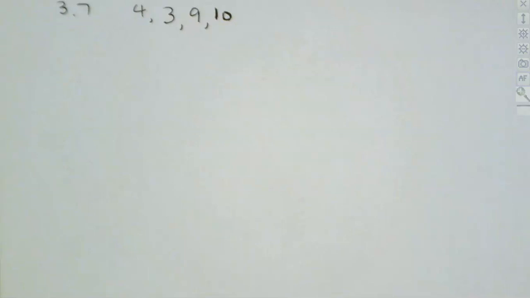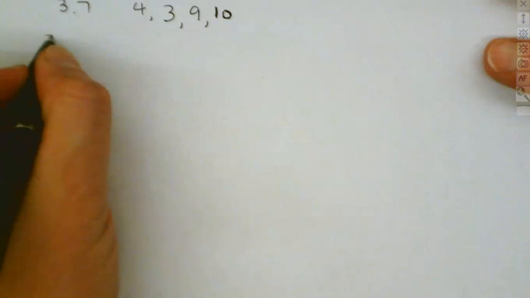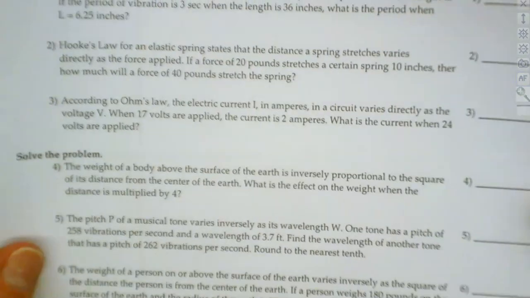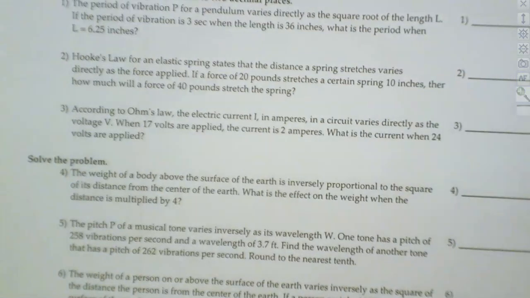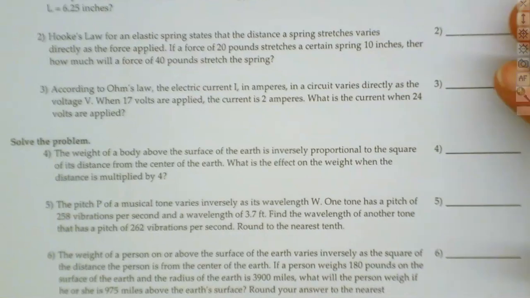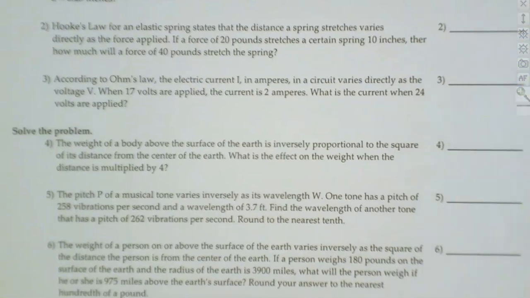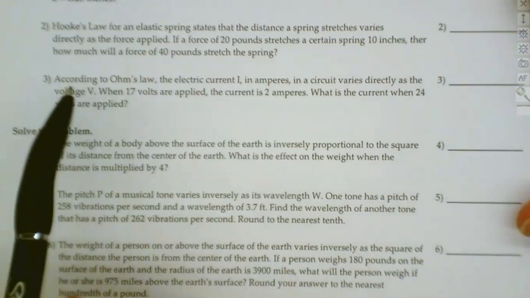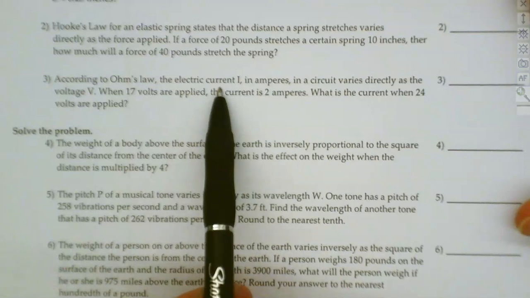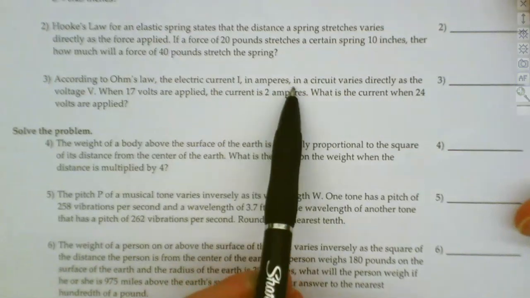So we're looking at joint variation, or not joint variation, a direct variation on question 3. And what we're going to have to do is set up our formula. Right? And we use that to find our K. So let's look at question 3 here. So this one relates to Ohm's law. And it says, according to Ohm's law, electrical current, I, in amperes.